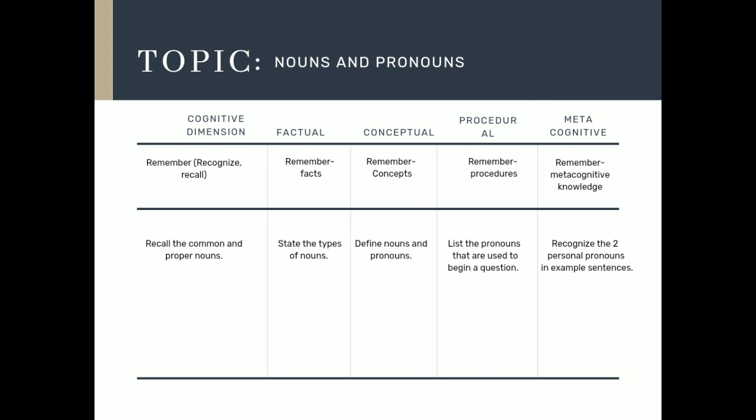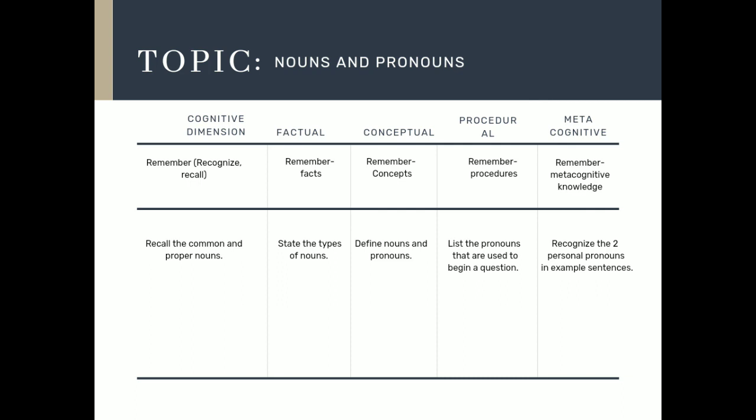The topics are nouns and pronouns. As you can see, I have a table here which shows the revised taxonomy with two dimensions of the cognitive domain. In the first column, we can see the cognitive dimension. The second column is the factual, the third column is the conceptual, the fourth column is the procedural, and the fifth column is the metacognitive.